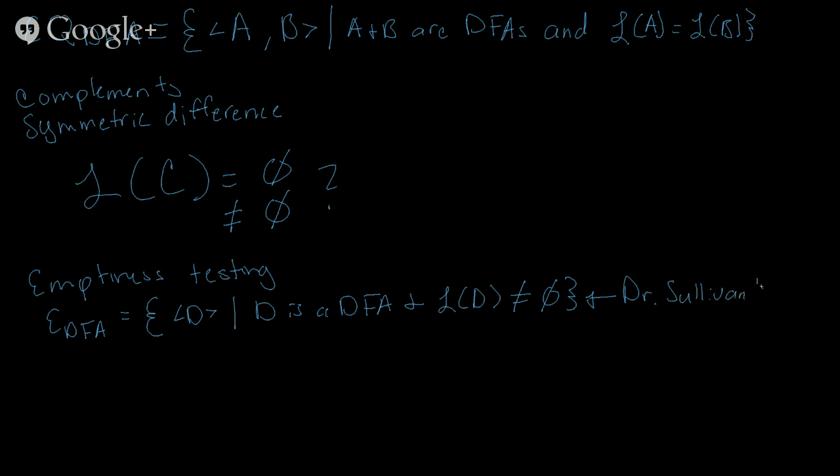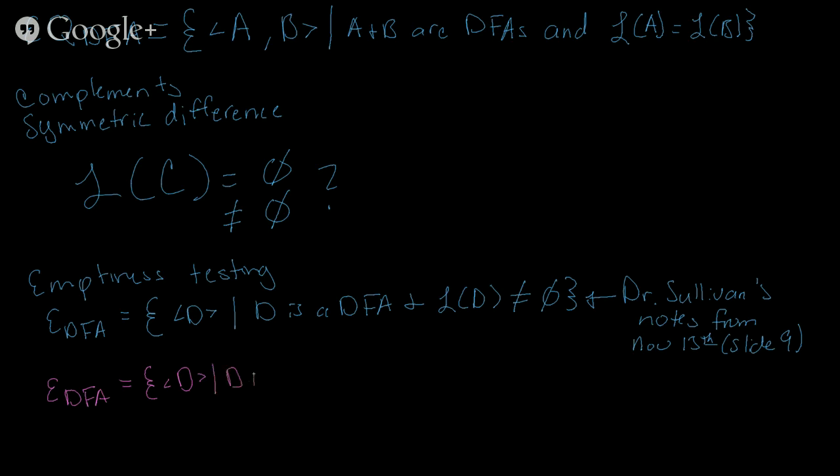It's from Dr. Sullivan's notes from November 13th, and that's on slide 9. So you can go on Piazza and look that up. But the reason that I'm going to point that out is because it's not the emptiness testing that is used in the textbook. The emptiness testing that's used in the textbook has a slight difference, and that is E DFA equals, I don't think they use D, I think they actually use A, but we'll stay with D.